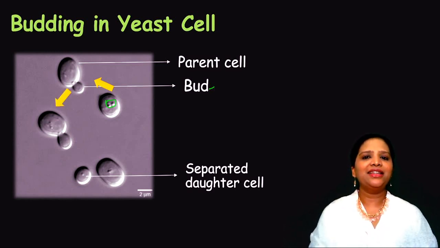Okay. Then what happened? The bud slowly grows. So like this, initially it was a small one, then it starts to grow gradually and finally it gets released as an individual daughter cell. Okay, now this cell will again go through this reproductive cycle again and again. Okay, so this is a common method of reproduction in the yeast cell.